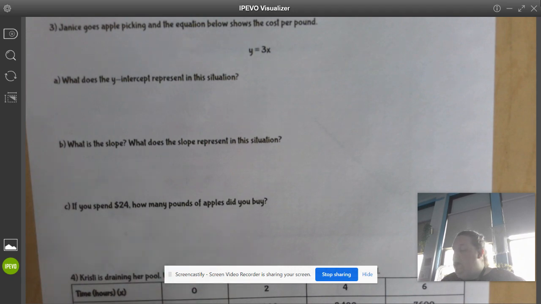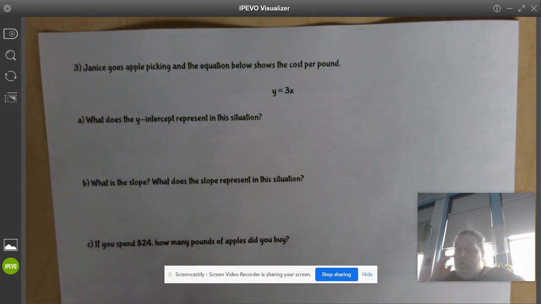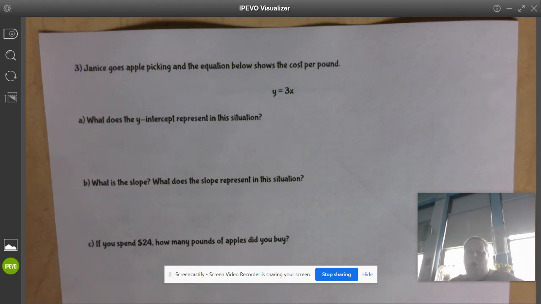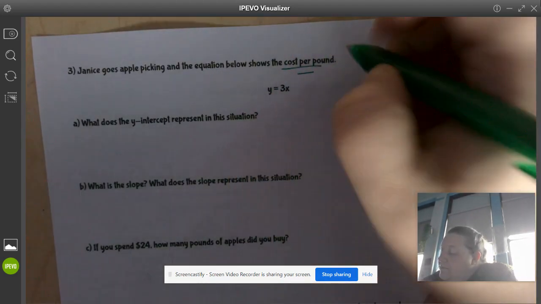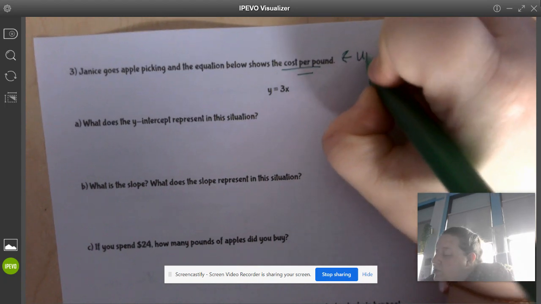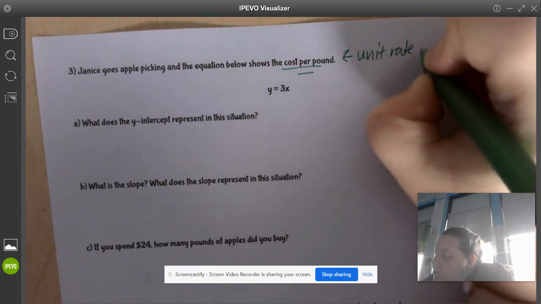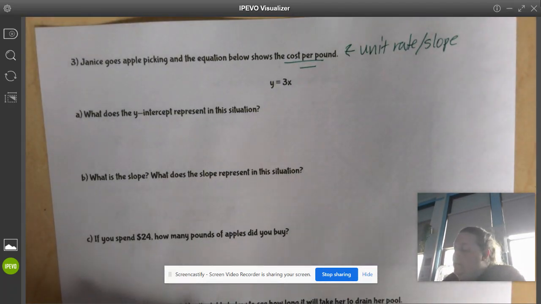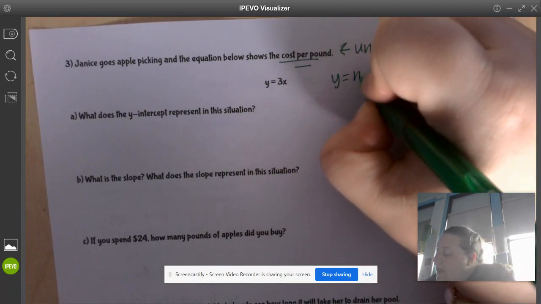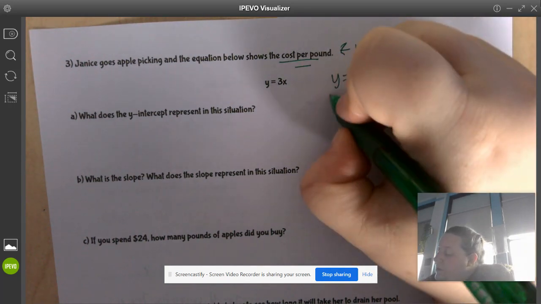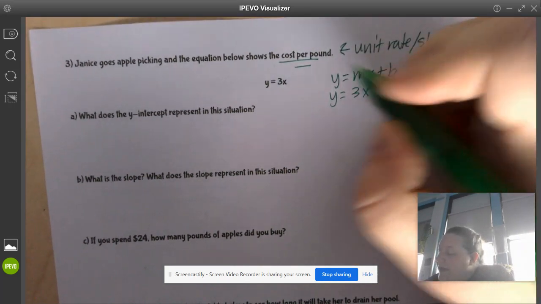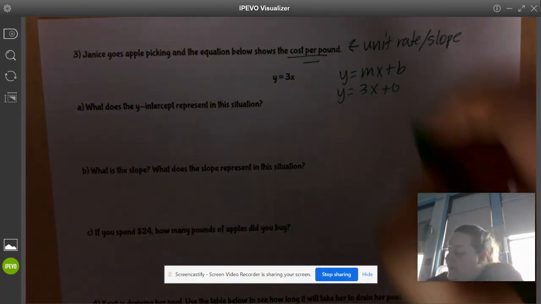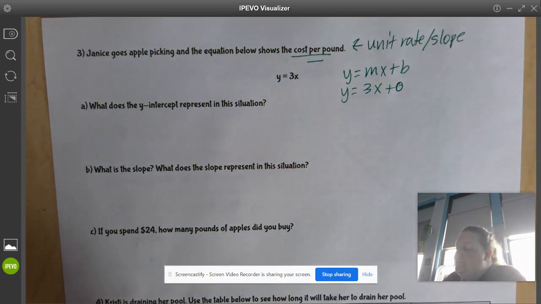and then the table. So Janice goes apple picking, and the equation below shows the cost per pound. That's really important, okay? This is your unit rate or slope, okay? Now this is in slope-intercept form. So y equals mx plus b. So y equals 3x. Now because there's nothing after the x, we assume it's 0. They didn't put anything there because they didn't need to.